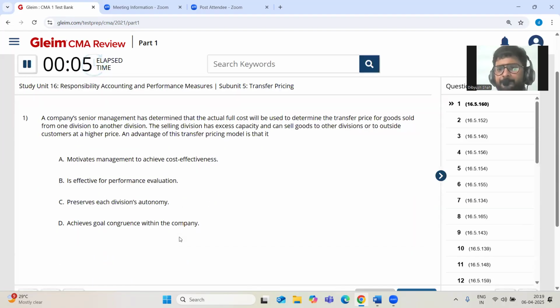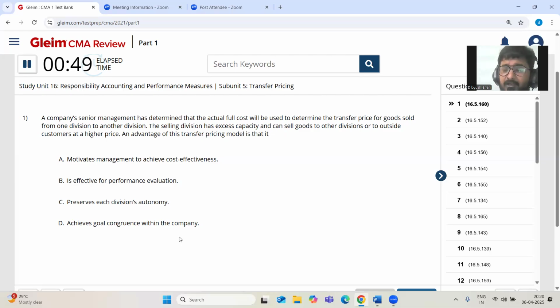Question number 1. A company's senior management has determined that the actual full cost will be used to determine the transfer price for goods sold from one division to another division. The selling division has excess capacity. What does excess capacity mean? Spare capacity. And it can sell goods to other divisions. Other divisions means maybe within the company or to outside customers also at a higher price.